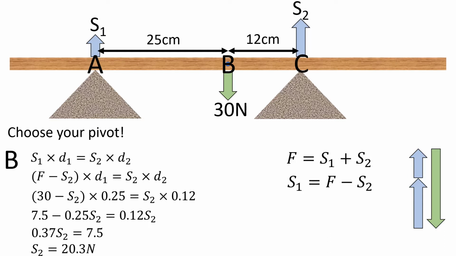We can then simply return to our upwards and downwards forces, and we want to find S1, so we simply say S1 equals 30 minus 20.3, and that gives us an answer of 9.7 newtons.